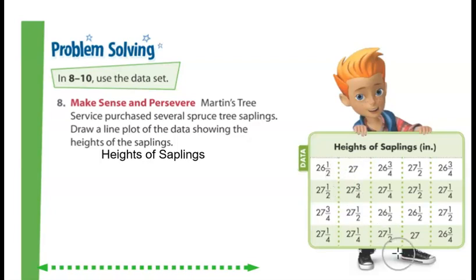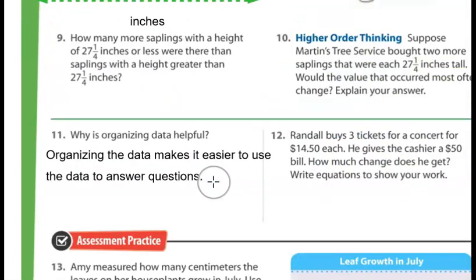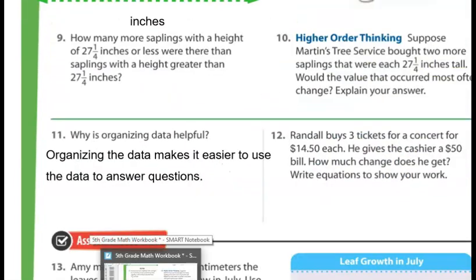So I would have to go through, if it said how many saplings had heights less than 27, I would have to go through and kind of add them. Okay, this is less than 27. This is less than 27. And it just takes a lot longer. So it makes it a lot more efficient, and it helps it to make it a lot easier to use the data to answer questions.